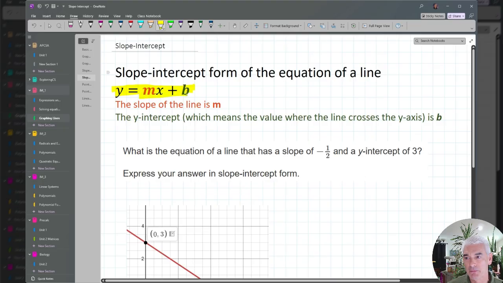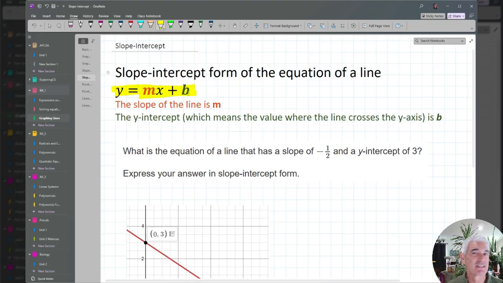So you have some number times x plus or minus some number that doesn't have an x in it. And the slope of the line is whatever is being multiplied by x. So generally speaking, whatever is being multiplied by x, which here is m, represents the slope. And we looked earlier at a video of what slope is. Slope is the rise over the run, so how steep a line is.